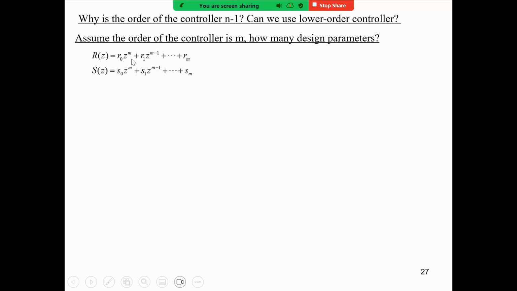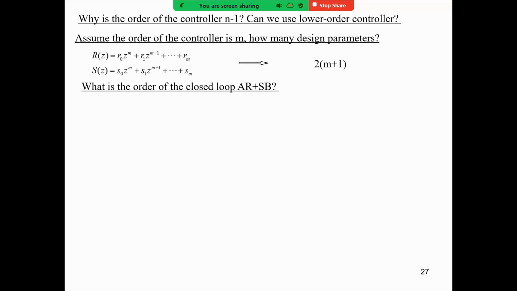If this is m, how many design parameters can we have for R? How many coefficients? N plus 1, right? This one is also n plus 1. So in total we have 2 times n plus 1. What's the order of the closed loop? A is n, right? R is m. You multiply two polynomials together. What's the order of the closed loop? N plus m, right?